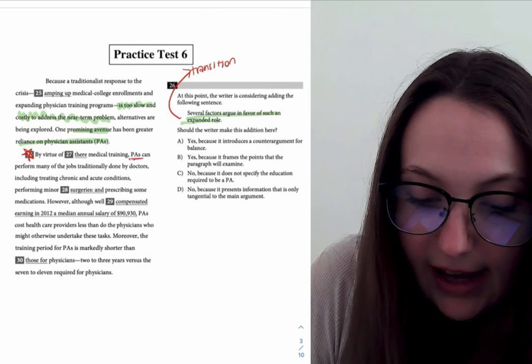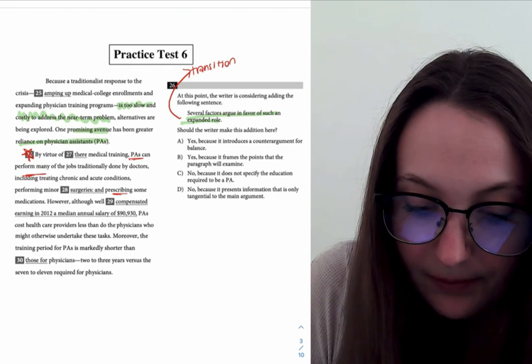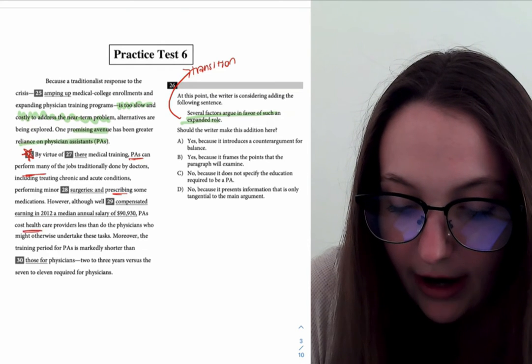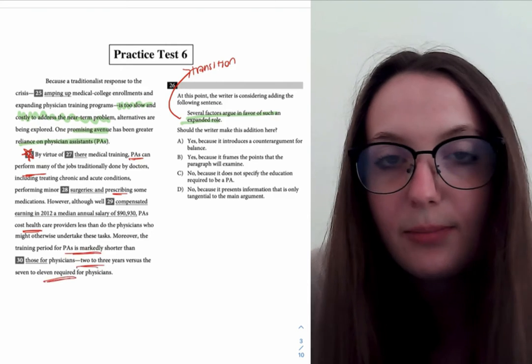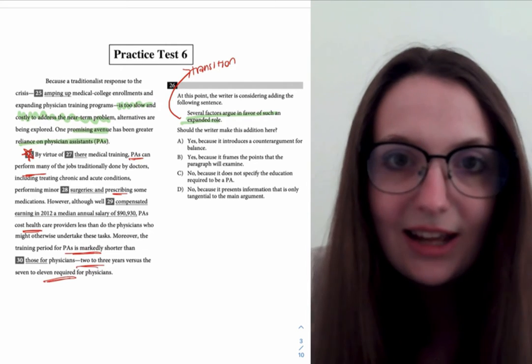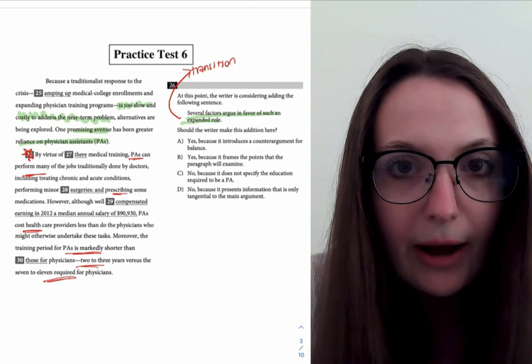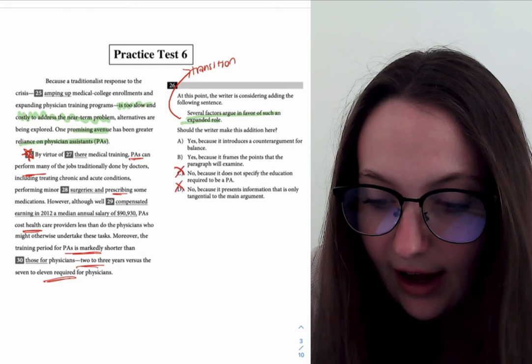They tell us PAs can perform many of those jobs, they can prescribe medications, they don't cost as much, so that could help with the healthcare system, managing the money. They have a shorter training period, so we can get people into the position faster. So we definitely need that there because we need to indicate to the reader like, hey, I'm about to start backing up my argument for why this would be a good idea. So we definitely want to add that.